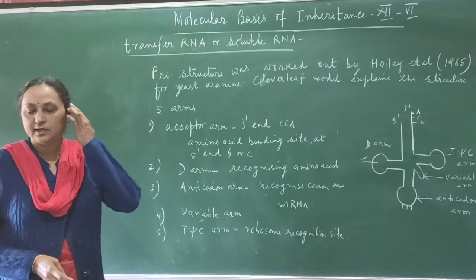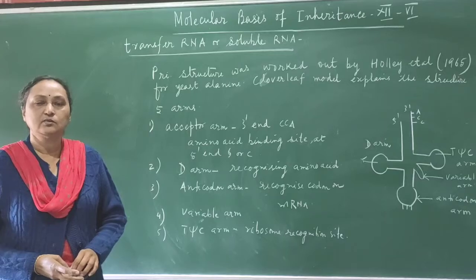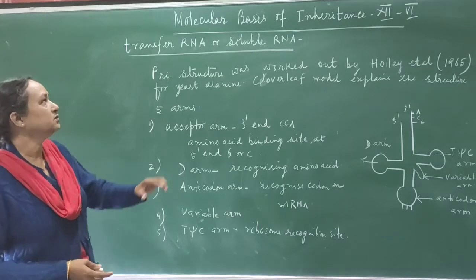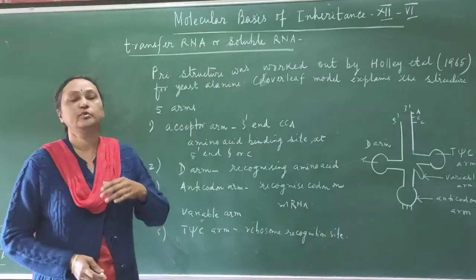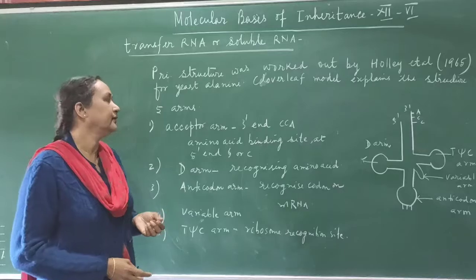The next type of RNA is transfer RNA. Transfer RNA is also known as the adapter molecule, or it is also known as the soluble RNA, because it is too small to be precipitated. So the name soluble RNA is given.